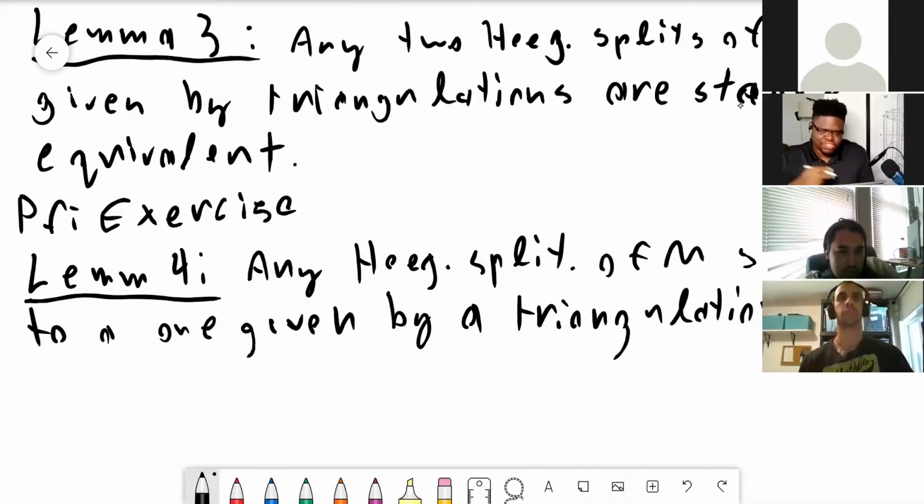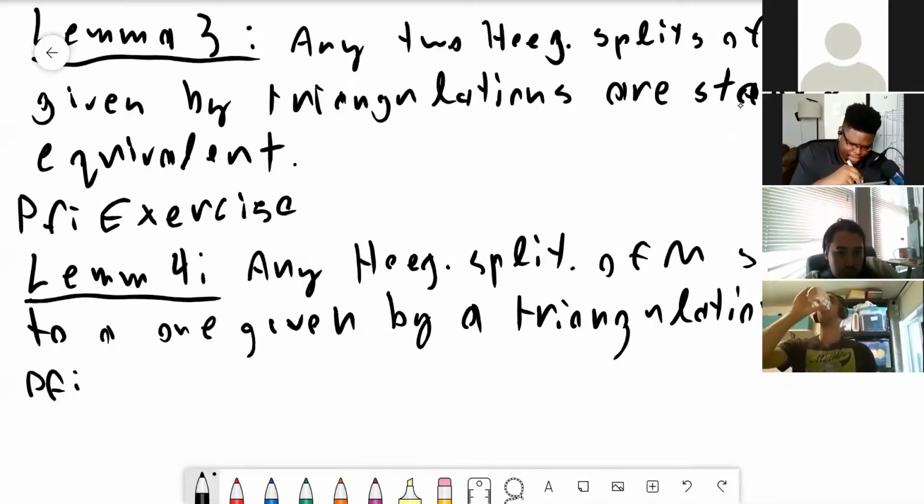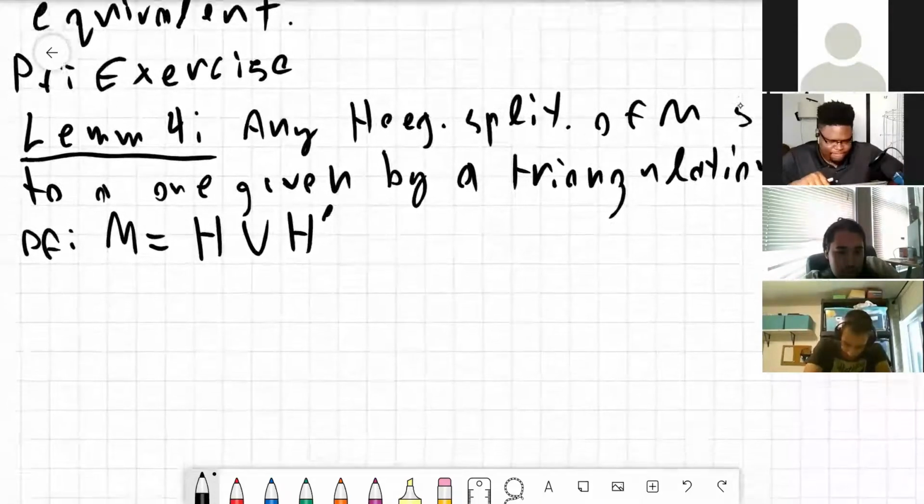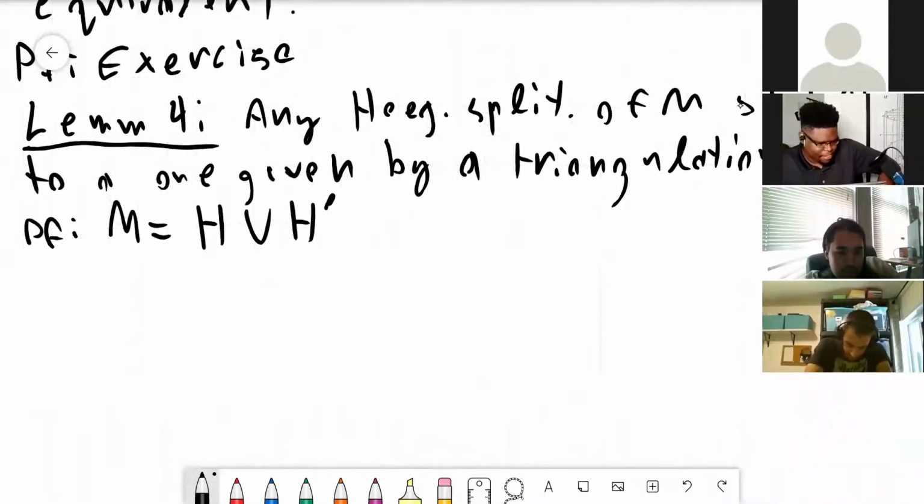All right, and if you put these two lemmas together, then we get the theorem. All right, so why is this last one true? So we're going to start with a Heegaard splitting of a three manifold M. And then we're going to find a couple of things.